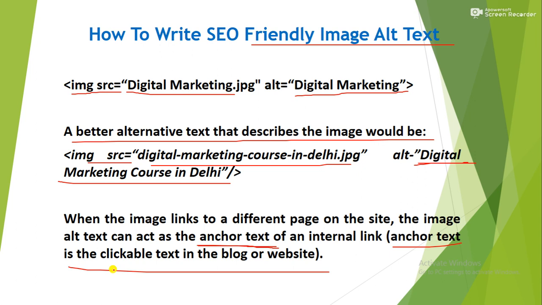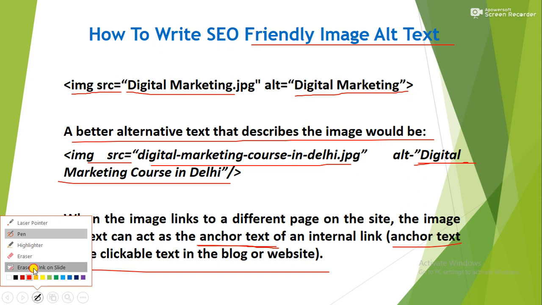So when your image is also clickable and redirects you to a different page, the alt text of your image can also act as anchor text, because it is redirecting you to a different page, right guys? So your image can act as the anchor text for your website or blog, and you can also build internal linking with that, right guys? I hope you have understood these things.